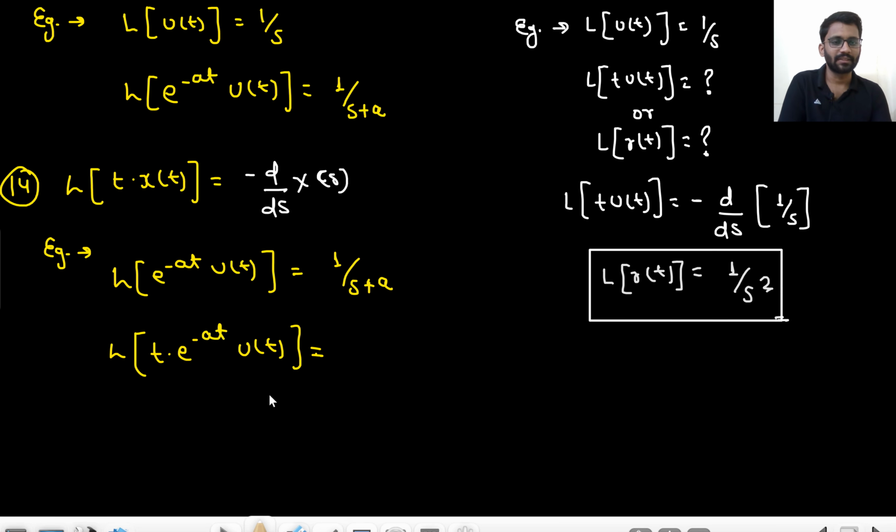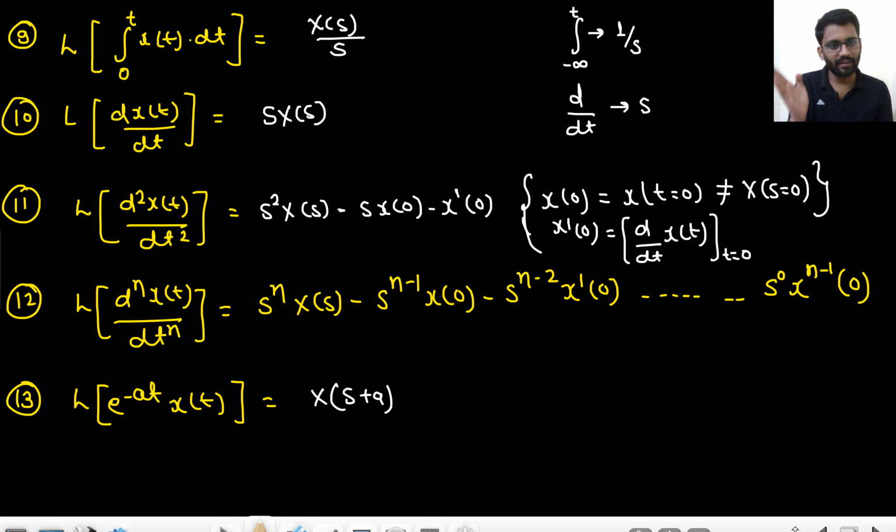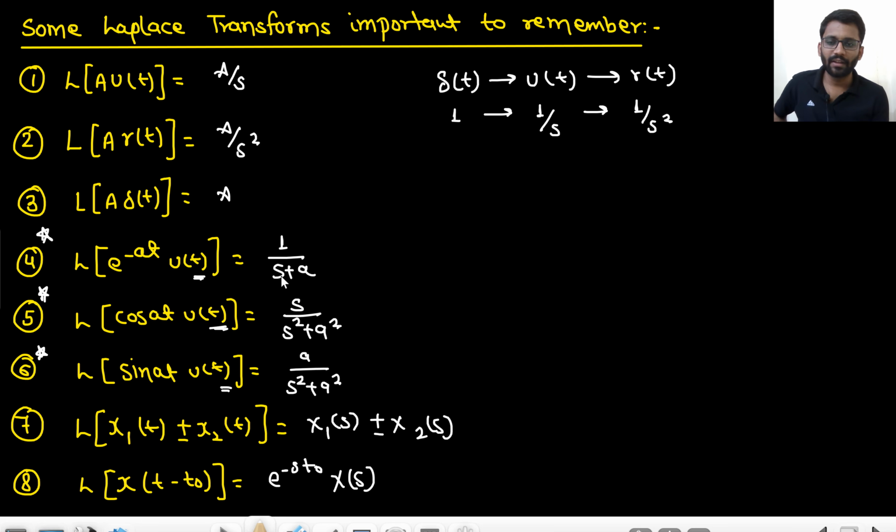Because you need to remember this. Okay, if you remember this, it is very good. What is the Laplace transform of t into e to the power minus at into u(t)? Also, you need to remember from left to right, also from right to left as well. Like if they have given 1 upon s plus a, you should be able to tell it is the Laplace transform of e to the power minus at into u(t).